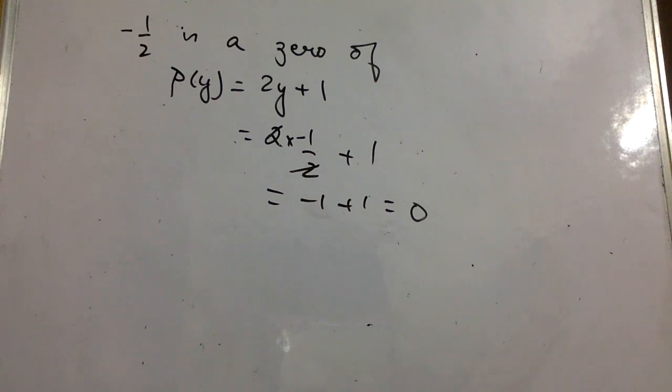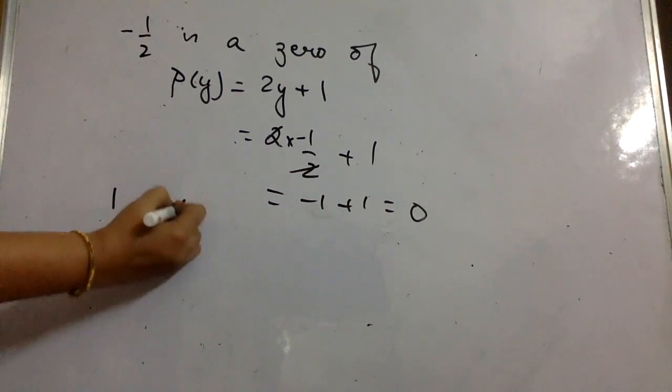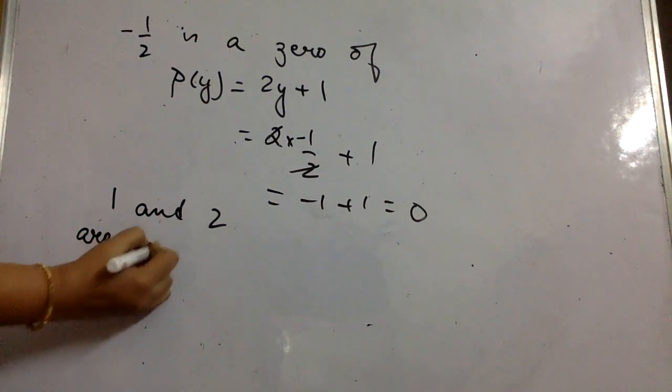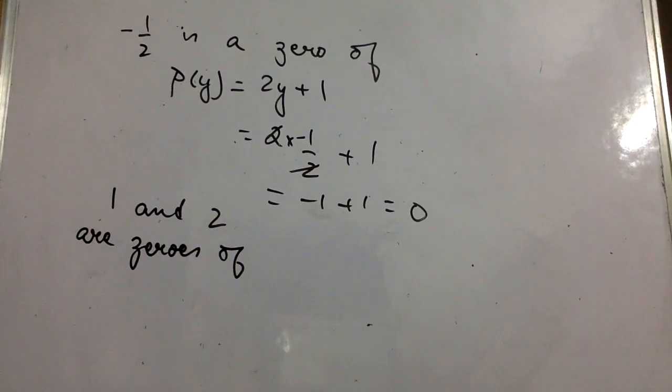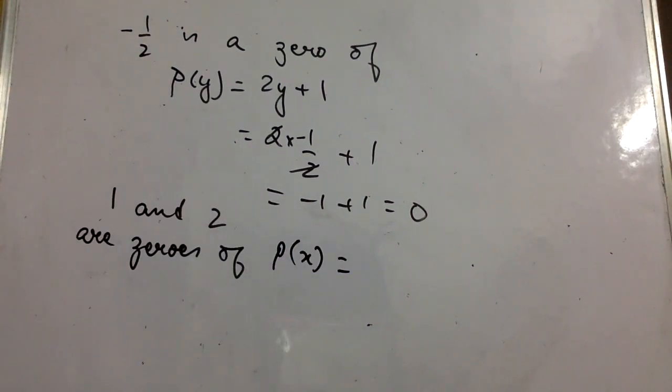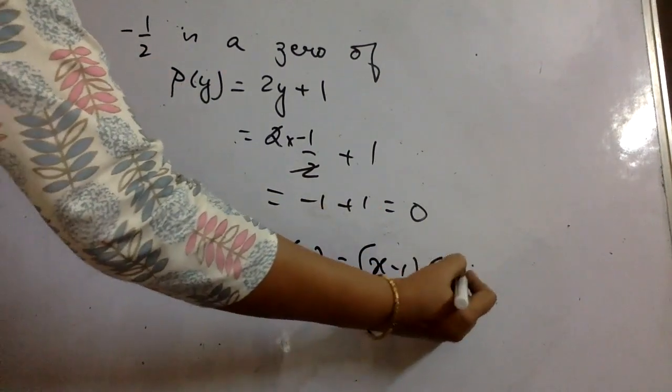Then another question: verify if 1 and 2 are zeros of the polynomial. Now remember one thing, a polynomial can even have 2 zeros, it can even have 3 zeros. Basically there can be 2 numbers which convert that polynomial to 0, not just one. So 1 and 2 are the zeros of the polynomial p(x) is equal to (x minus 1)(x minus 2), and this is how they have given the polynomial. This has been given in a little different way.